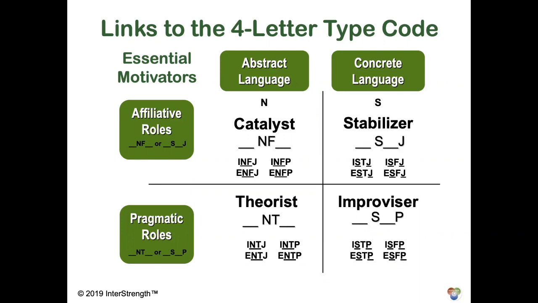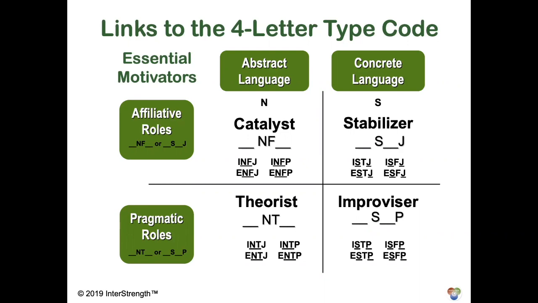And the theorist, with preferences for N and T, it's about understanding the logic of things and understanding how models and frameworks work, and having systems that you can articulate. So to really explain and understand the world through theories. And it doesn't matter if it's introverted intuiting or extroverted intuiting, or introverted thinking or extroverted thinking. Those are differences among those types, which we'll get to at some point here. But understand that those are the two functions in the type code that enable someone to really understand the theories behind things, the logic and the reasoning.